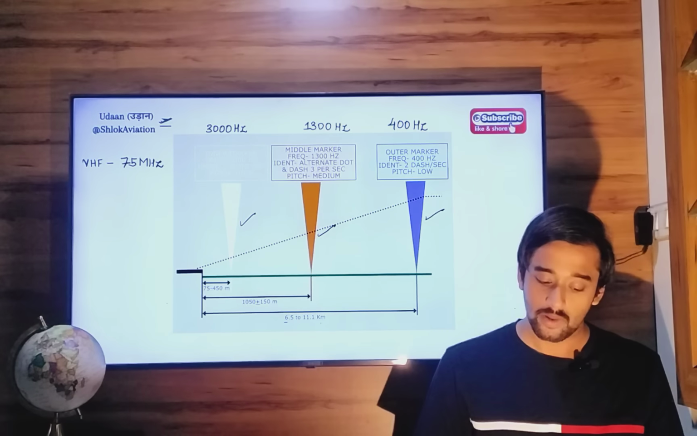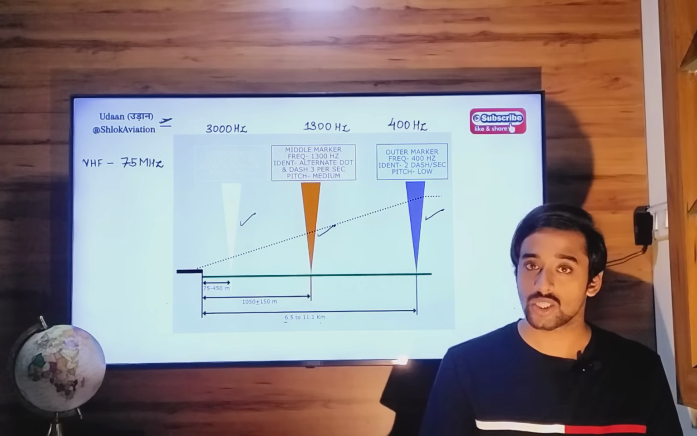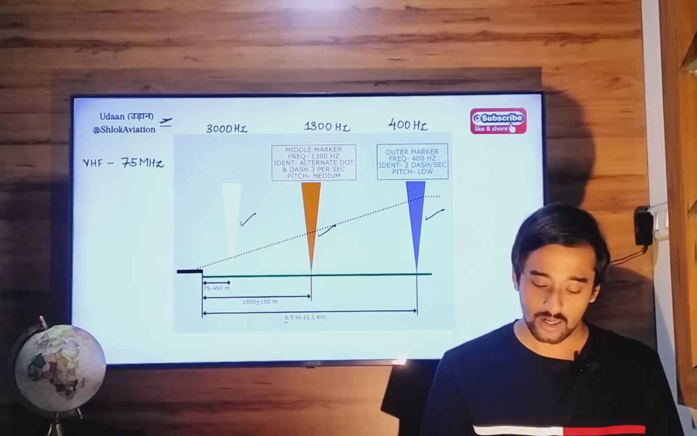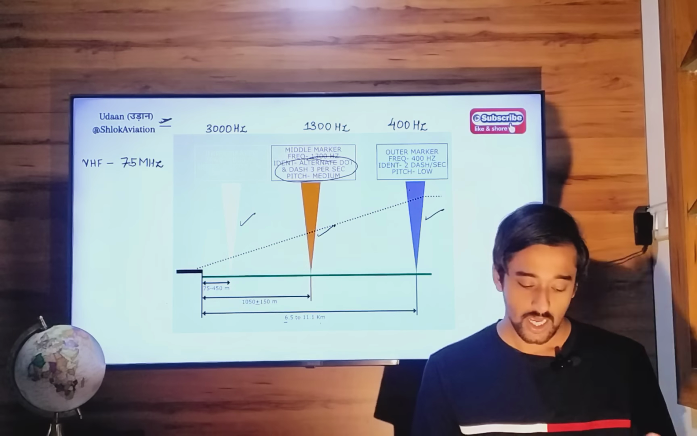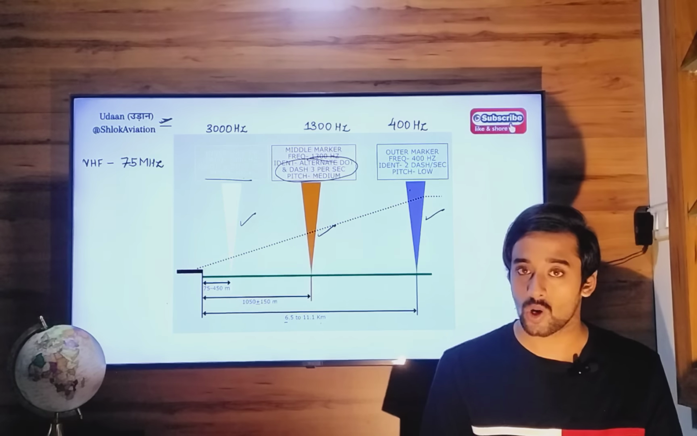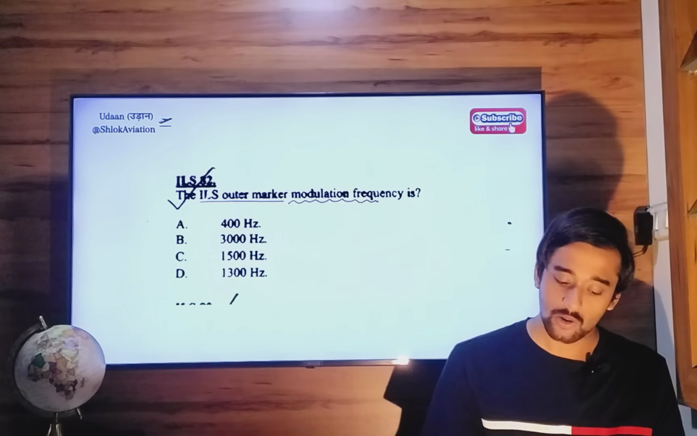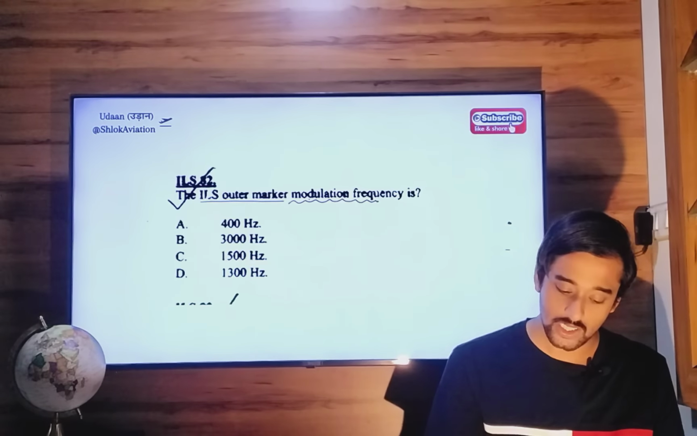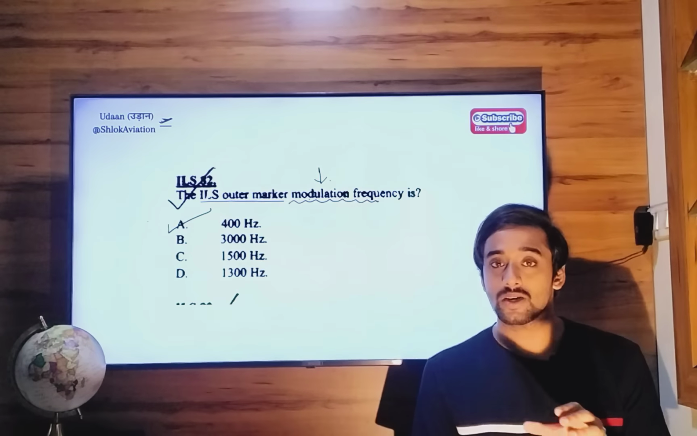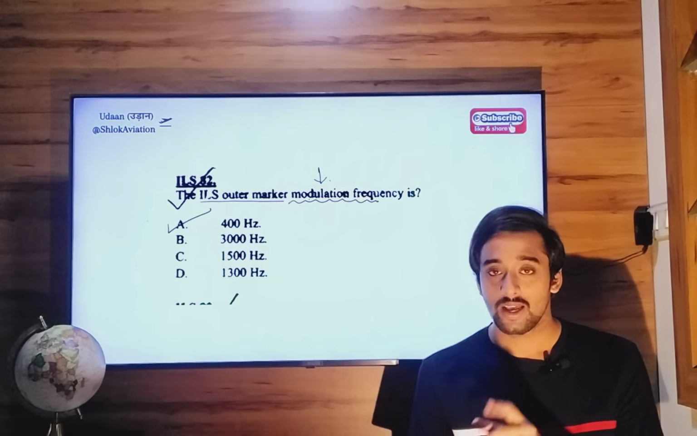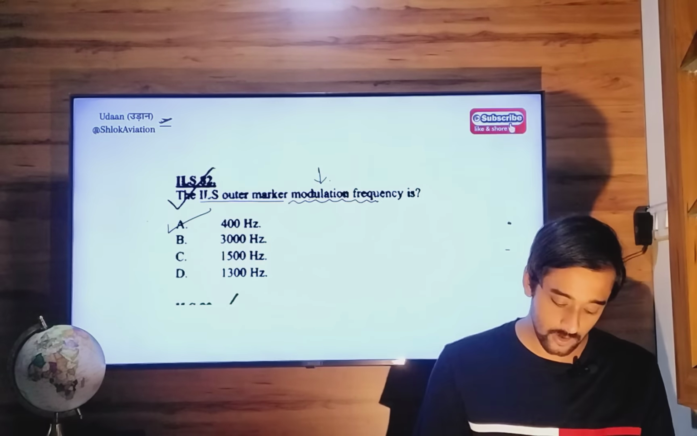Next, remember the identifications. For the outer marker, it is 2 dashes per second. For the middle marker, it is alternate dots and dashes, 3 per second. And for the inner marker, it is 6 dots per second. Next, answer this: the ILS outer marker modulation frequency is 400 Hz. If they ask you the transmission frequency, then the answer would be 75 megahertz. So read the question carefully.